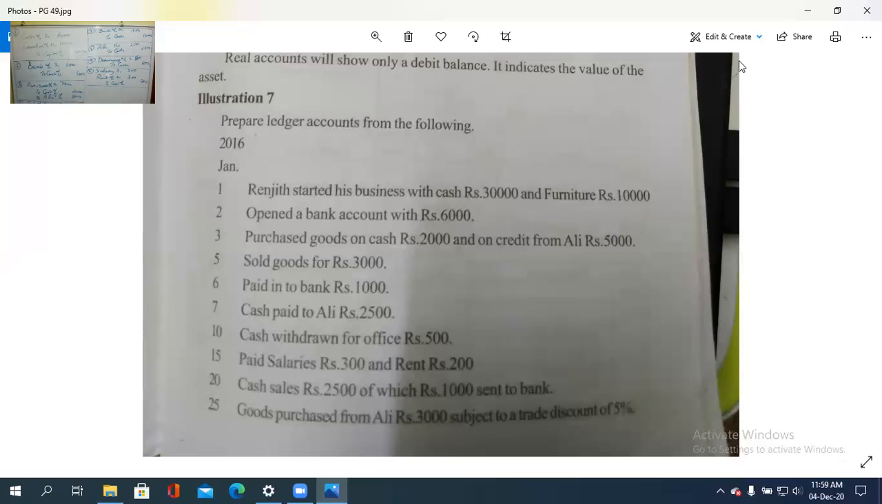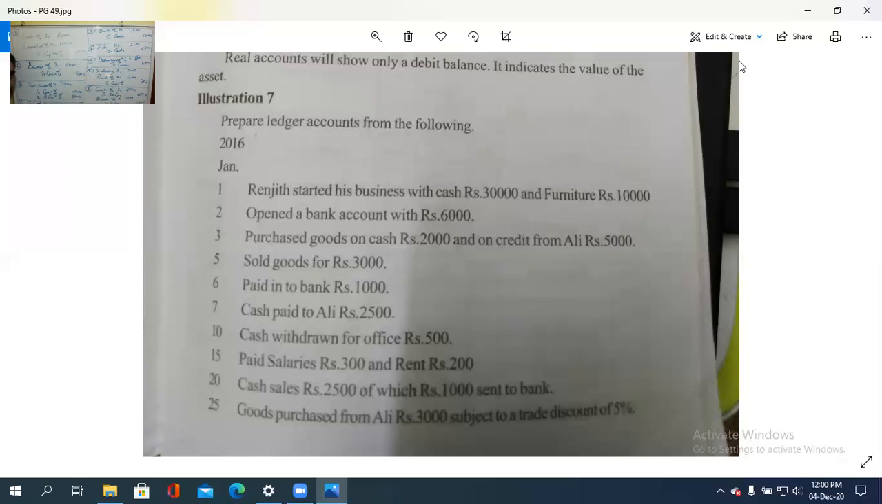Then cash sales of rupees 2,500, of which rupees 1,000 was sent to bank. So two entries need to pass. Cash account debtor to sales, cash is coming in 2,500. And one more entry need to pass: out of the 2,500, 1,000 is deposited to bank. So bank account debtor to cash 1,000.